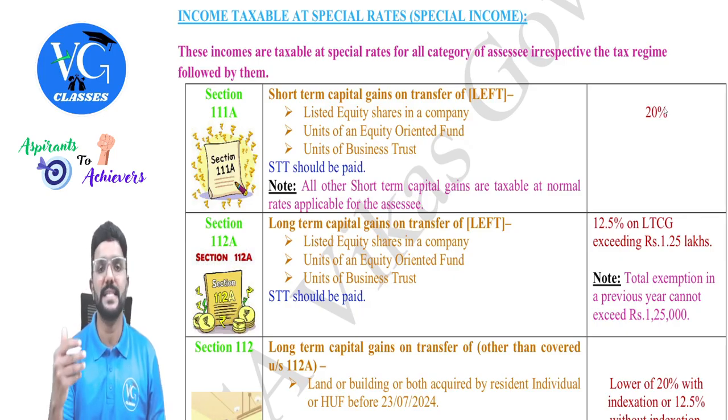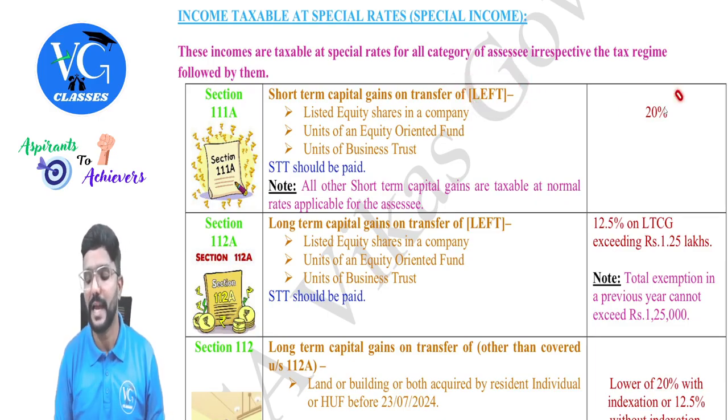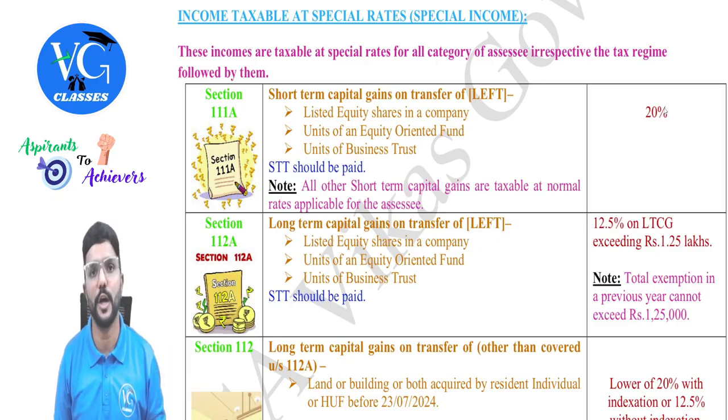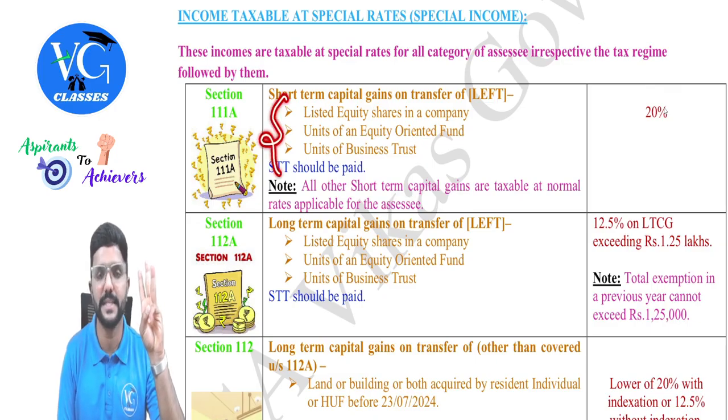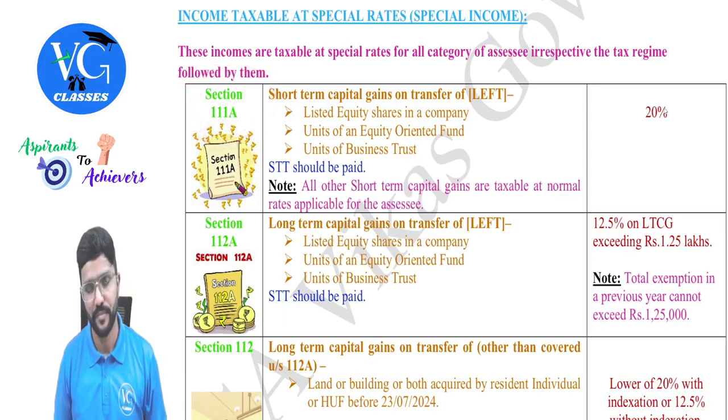Okay. So if an assessee has earned any short-term capital gain on the transfer of LEFT, then the tax rate applicable on that would be 20%. Any other short-term capital gain, if they are earning, is considered normal income taxable at the normal rate, which we already discussed, guys. Like for example, short-term capital gain on the transfer of land, building, gold, all these are considered normal income. Only three short-term capital gains are considered to be special as per section 111A.